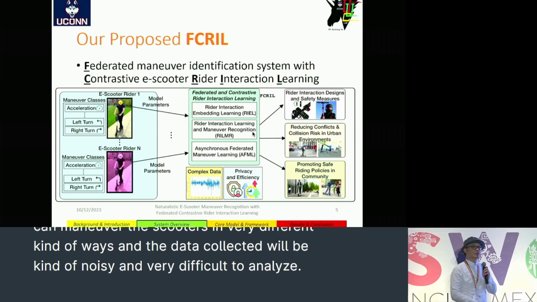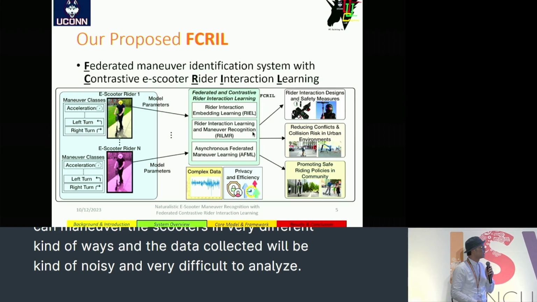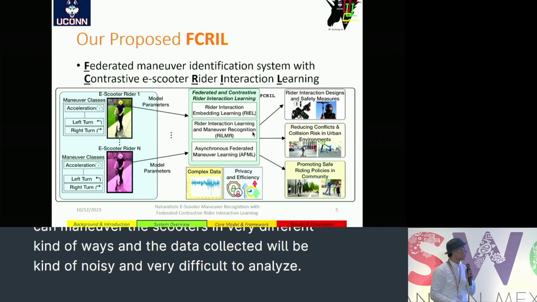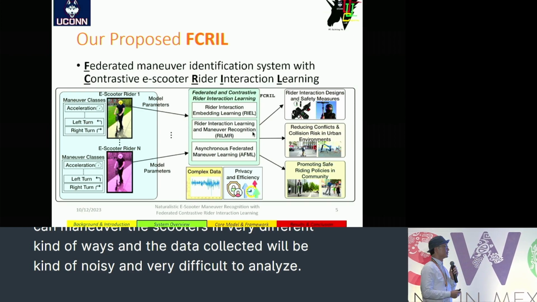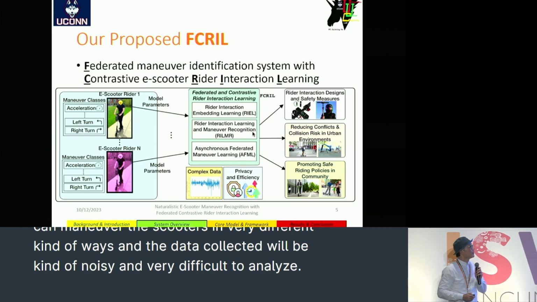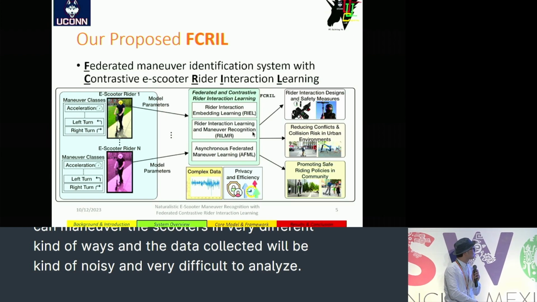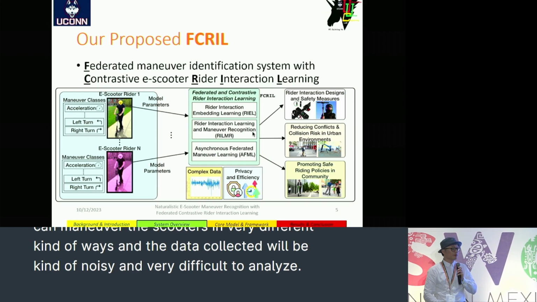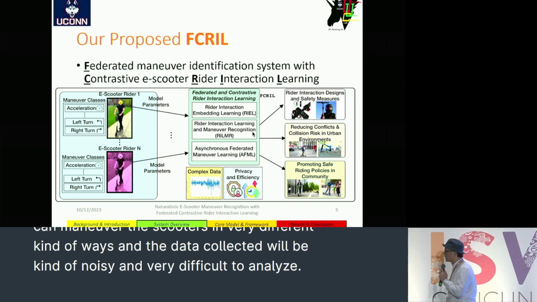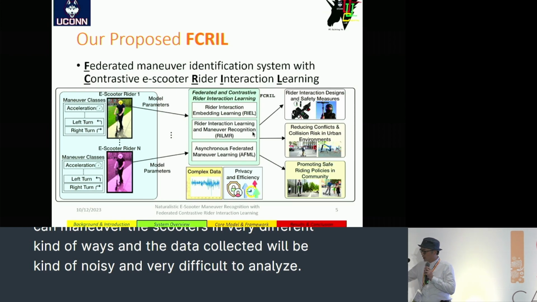So we propose FCRIL, a federated maneuver identification system with contrastive e-scooter rider interactions learning. It's a long title. Basically, we collect data from multiple different riders, and then we perform federated and contrastive learning to understand how those people maneuver the scooters.